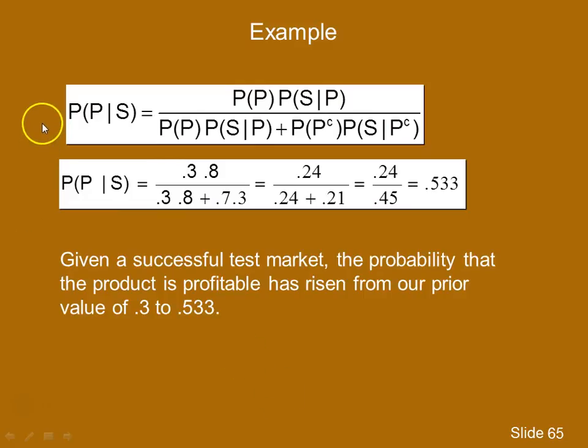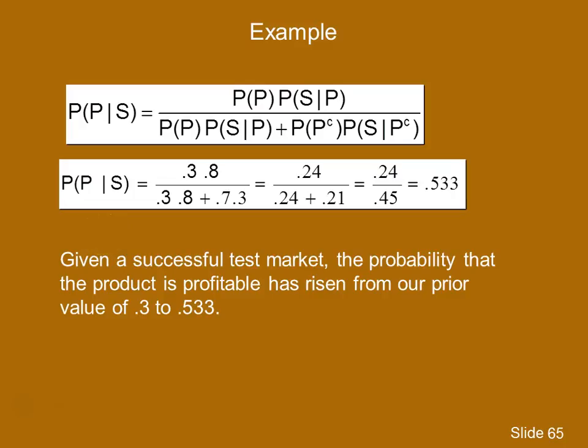Now this time I'm just going to jump straight to Bayes' formula rather than write out all the intermediate steps. As I said, if you realize it's Bayesian, you can just jump straight to this formula. The probability of P given S is going to be the probability of P times S given P. In the denominator, we have the probability of P times S given P, and P complement times S given P complement.